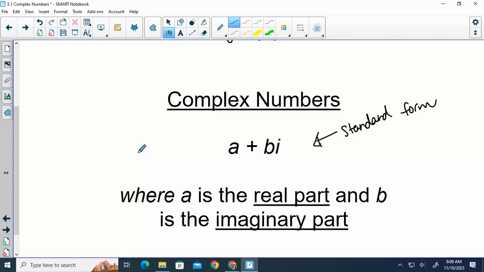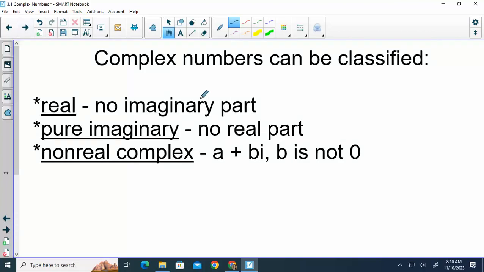We also have some terms, it's not used a ton, but they may ask you to classify the complex numbers. So while when we hear complex number, we tend to think of the a plus bi, it doesn't actually have to have both parts. It could, if I just say 5, that's still a complex number. If I say 6i, that's a complex number. So we can classify them using these 3 terms.